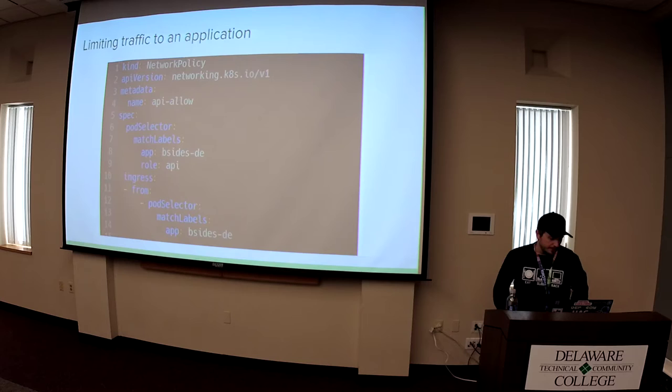Those rules from line 5 down just define exactly how the network policies work. You can create these at the namespace. You can create them at the pod. They can be globally scoped, and they can be locally scoped as well.